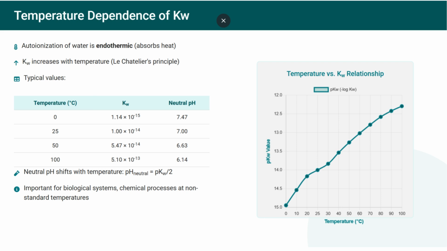If we were to plot temperature against pKw, we would see a clear downward trend. As the temperature increases from 0 to 100 degrees Celsius, the pKw value decreases from around 15 to about 13, showing that the ion product is becoming larger.